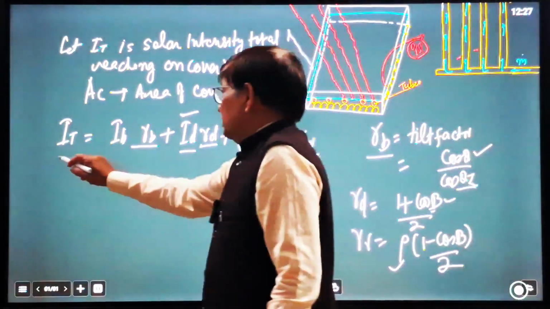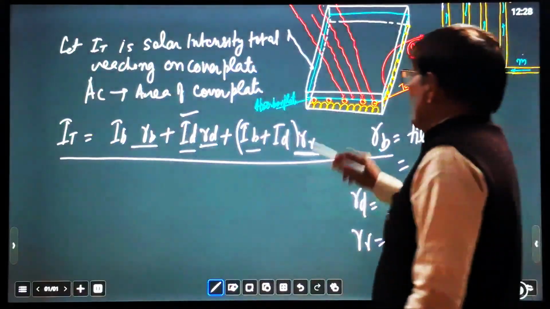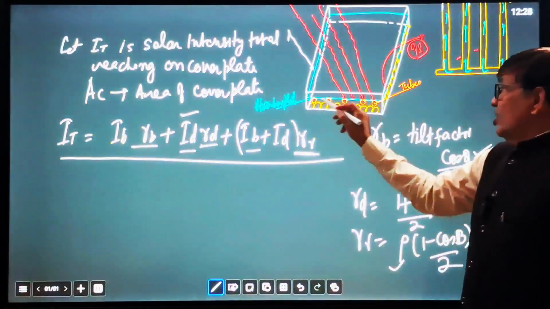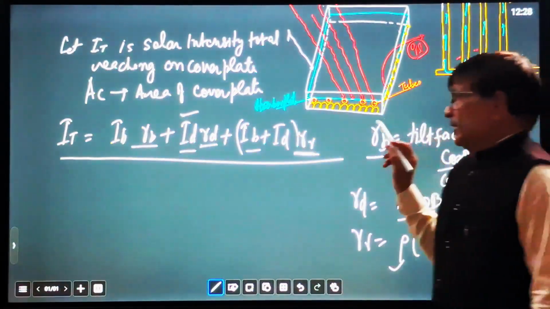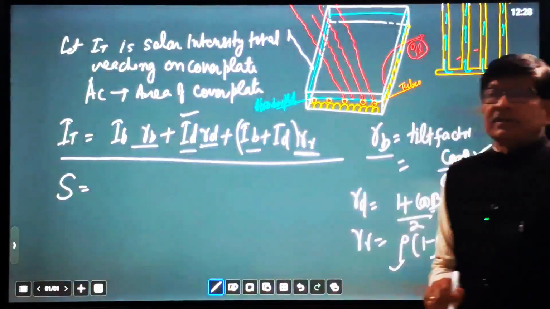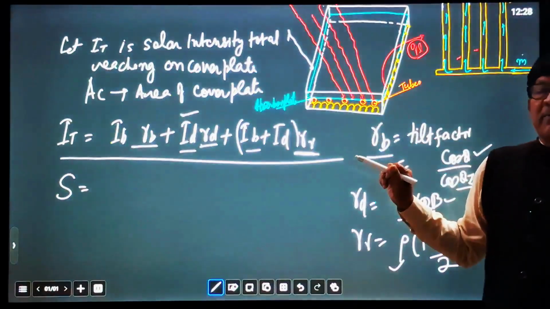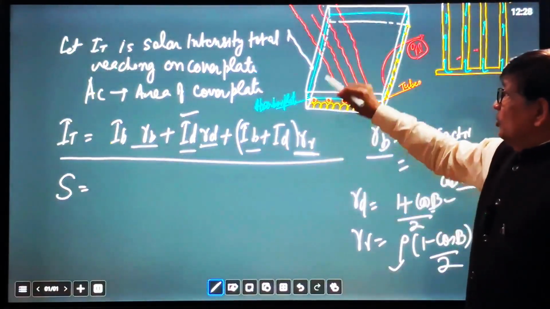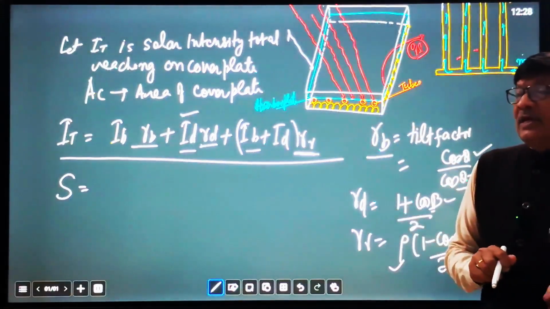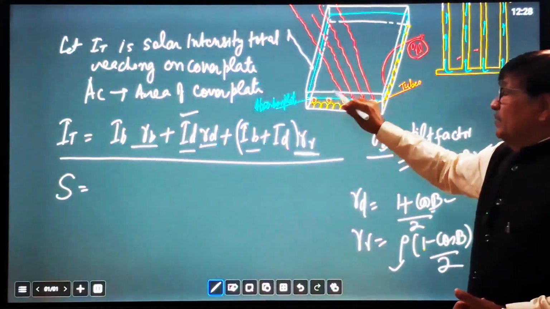This is the total radiation reaching on the cover plate, IT. So how can we define the radiation reaching the absorber plate? How much radiation reaches the absorber plate is defined as S. If total radiation reaches the cover plate, not all of it will reach the absorber plate. It will depend upon the transmissivity and absorptivity of the solar collector cover plate and absorber plate system.